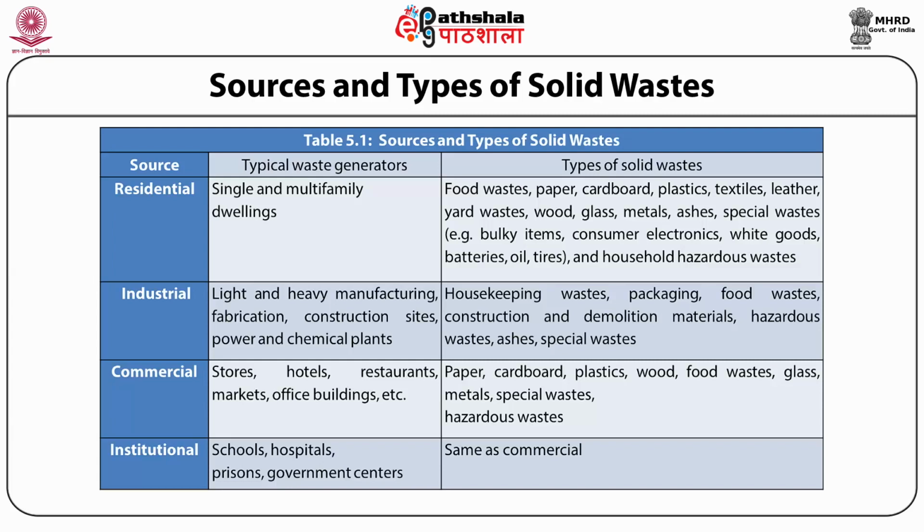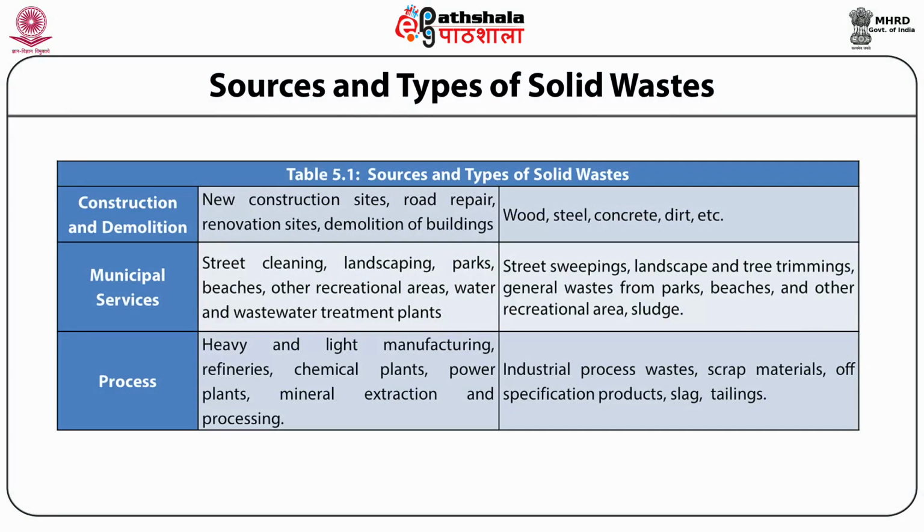Next category is institutional, where the generators of this waste are schools, hospitals, prisons, government centers, etc. And the types of solid waste are the same as what we saw in the commercial waste. Now next is construction and demolition. New construction sites, road repairs, renovation sites and demolition of buildings are the types of waste generators, and the types of solid waste are wood, steel, concrete, dirt, etc.